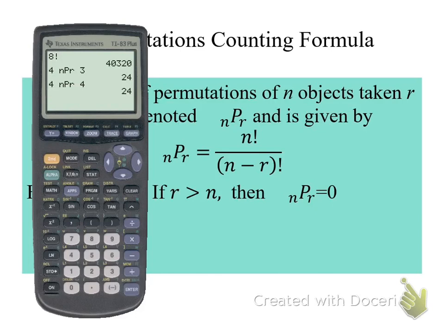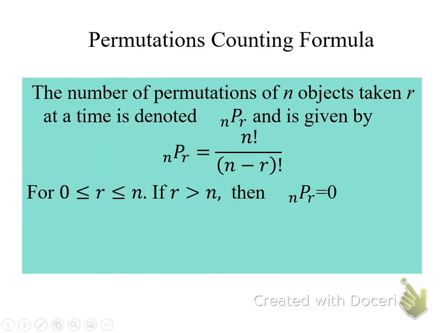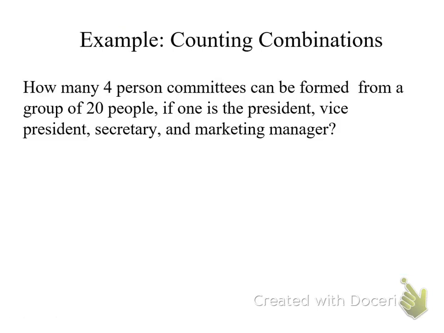And so let's go ahead and look at an example. We're choosing 4-person committees that can be formed from a group of 20 people. So we have president, vice president, secretary, and marketing manager, or student life representative. We have 4 different offices, and because of that, does the order matter? Yes, because president is different from vice president, and vice president is different from secretary, so the order mattered a good bit.